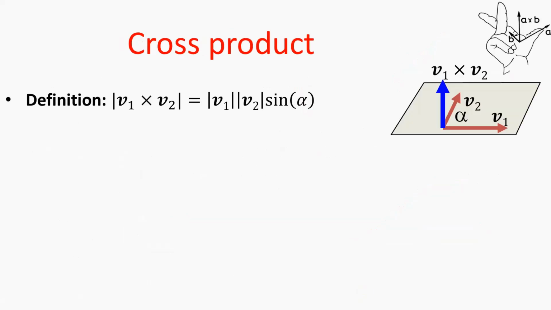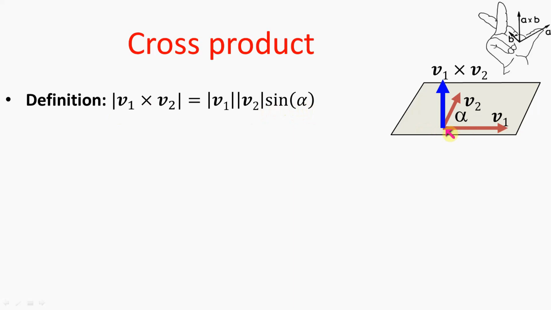In addition to the dot product, we have another product as well called the cross product, where the result of multiplying two vectors is a vector. The definition is the following. The length of the cross product of two vectors is equal to the multiplication of the length of the two vectors multiplied by the sine of their angle.